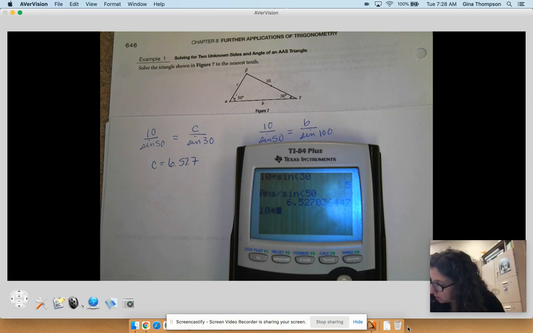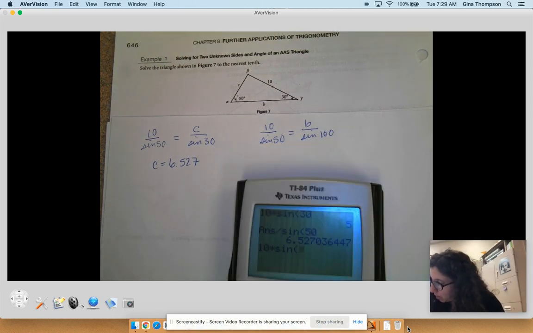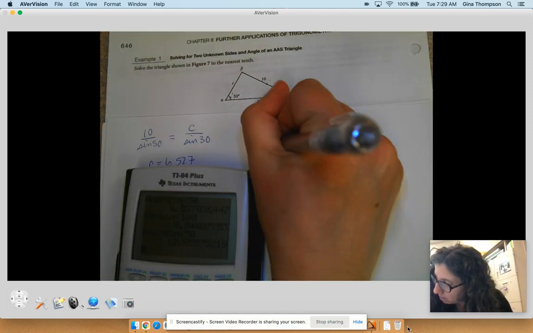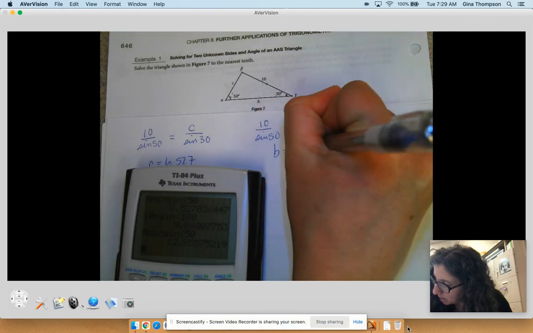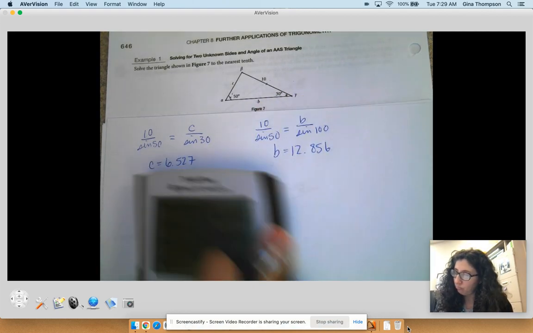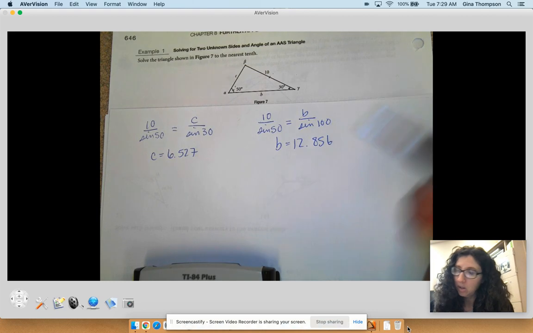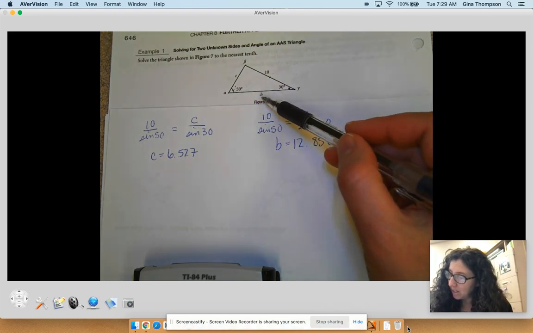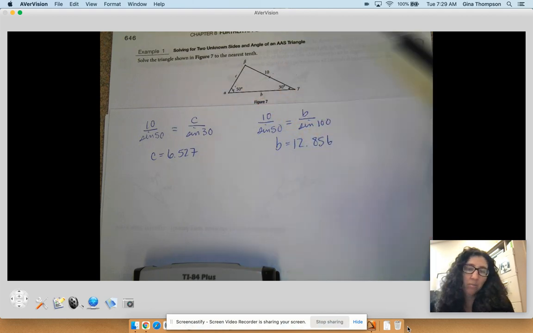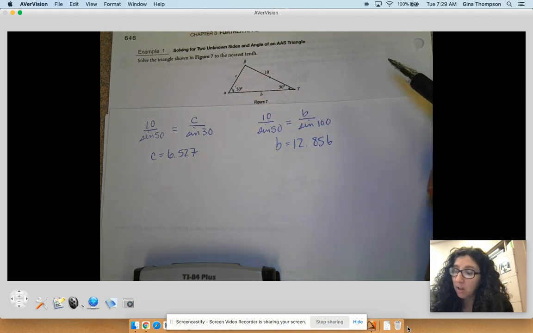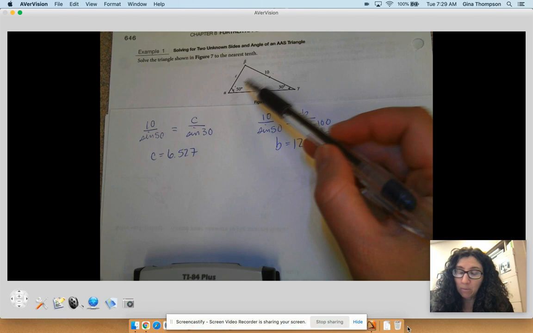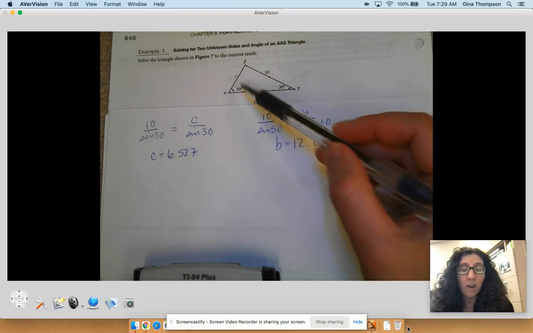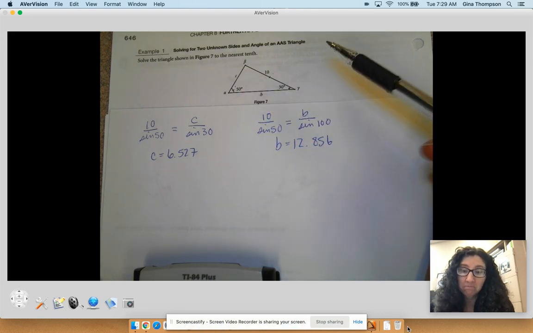So 10 times sine of 100 divided by sine of 50. And I get that B equals 12.856. Does that seem reasonable? Yeah, if this is 10, this is 12.856, this is 6.5. Yeah, that seems like reasonable numbers. And we're done. This third angle we could find just by subtracting from 180, and we could find the other two sides using the law of sines.